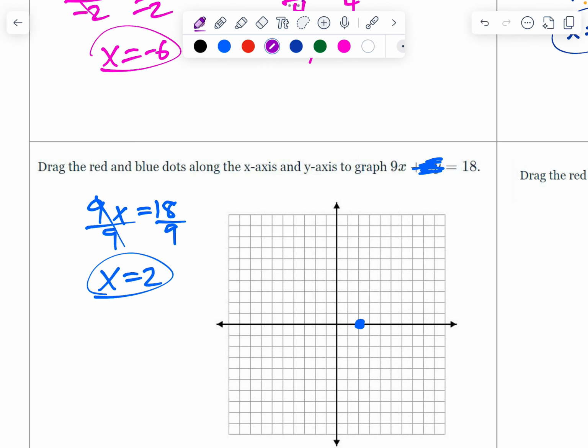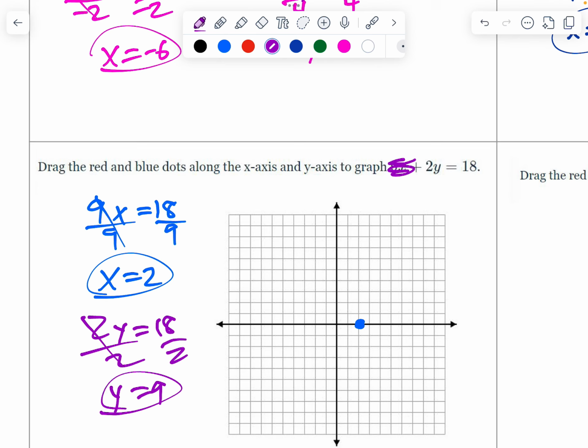And then you do the same exact thing for the y. So cover up the x, that's 2y equals 18. Divide by 2, that's y equals 9. So that's way up there. So when you're plotting those, make sure you're looking at the correct axis. So this is the x-axis, y-axis, and go from there, okay?